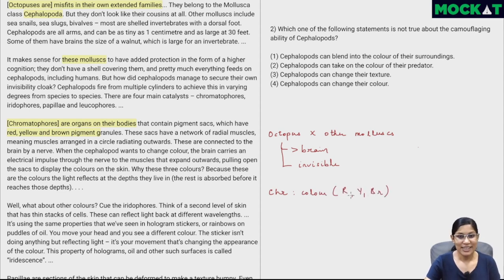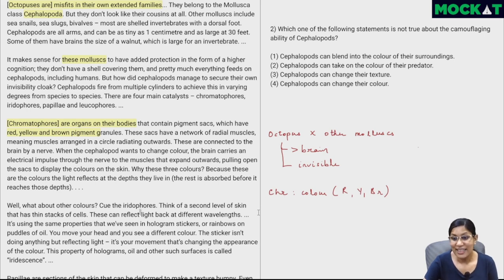it contains 3 colors. Well, what about other colors? Cue the iridophores. Think of a second level of skin that has thin stacks of cells. These can reflect light back at different wavelengths. It's using the same properties that we've seen in hologram stickers or rainbows on puddles of oil. You move your head and you see a different color. The sticker isn't doing anything but reflecting light. It's your movement that's changing the appearance of the color. This property of holograms, oils, and other such surfaces is called iridescence.